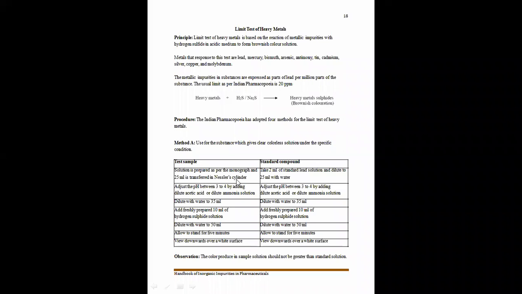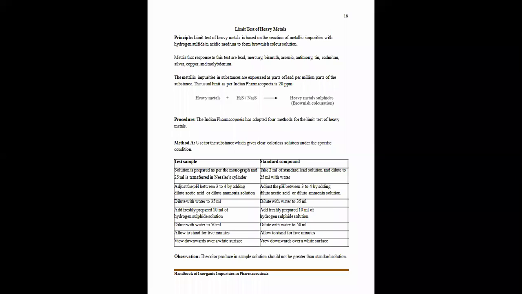That is, 25 ml is transferred into the Nessler cylinder. See here again, we are going to use a Nessler cylinder for the procedure. In the case of the standard solution, we take 2 ml of standard, diluted up to 25 ml. So in both the test and standard solutions, we have filled our Nessler cylinders with 25 ml volume. Later on, we adjust the pH of both solutions to 3 to 4 by adding dilute acetic acid or dilute ammonia solution.